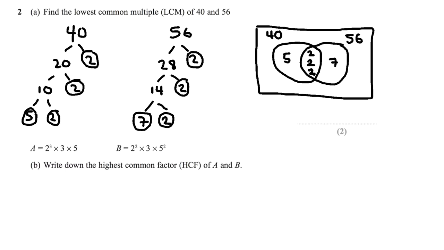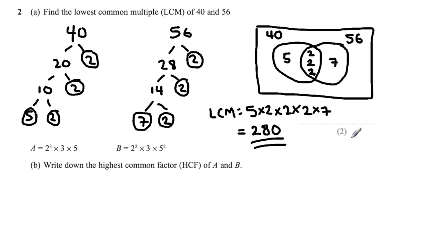Now to find the lowest common multiple, we're going to multiply all the numbers in both the circles. So LCM equals 5 times 2 times 2 times 2 times 7, which equals 280. So the answer is 280.